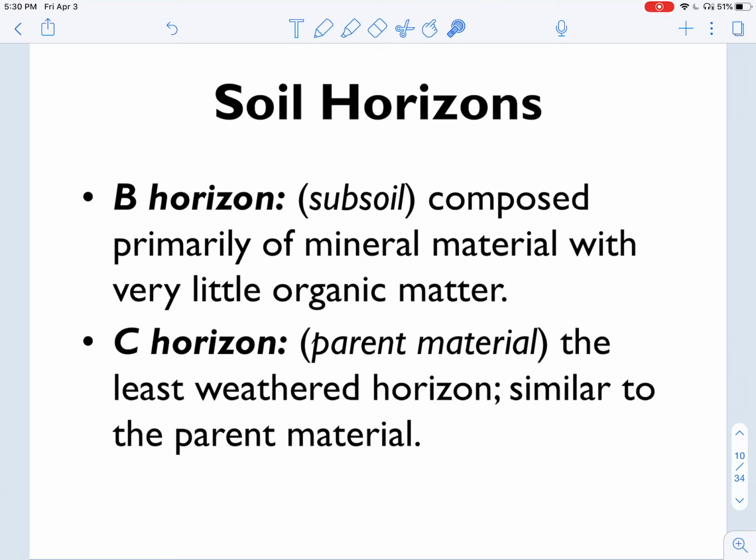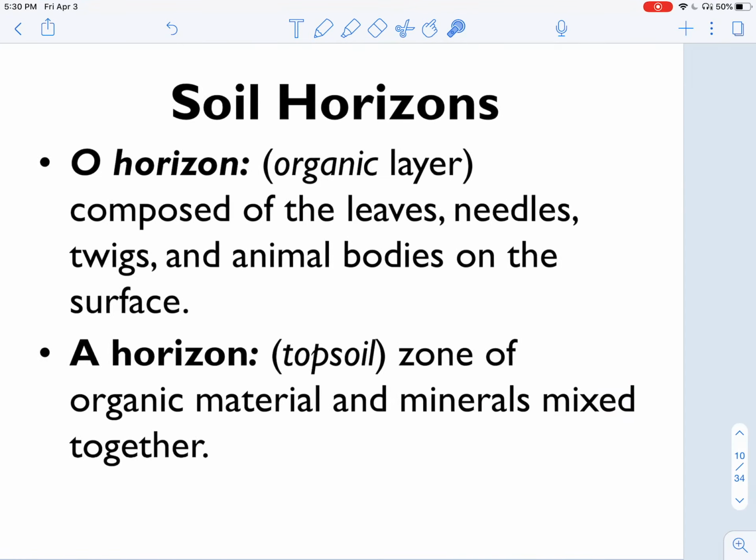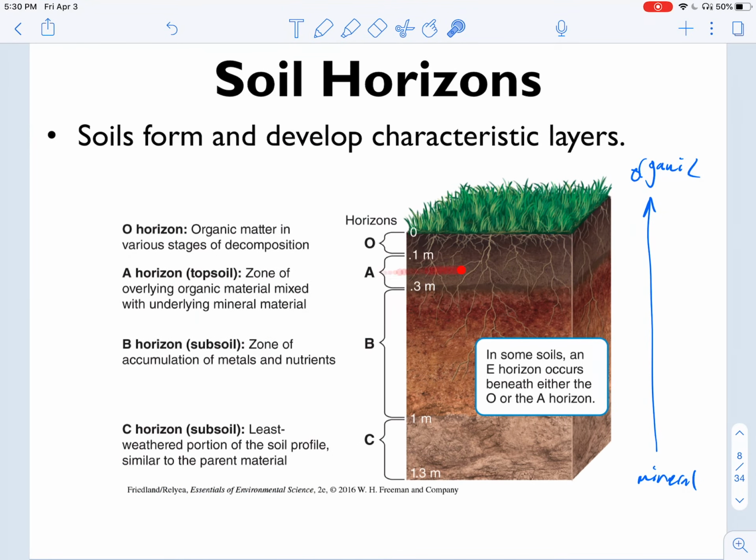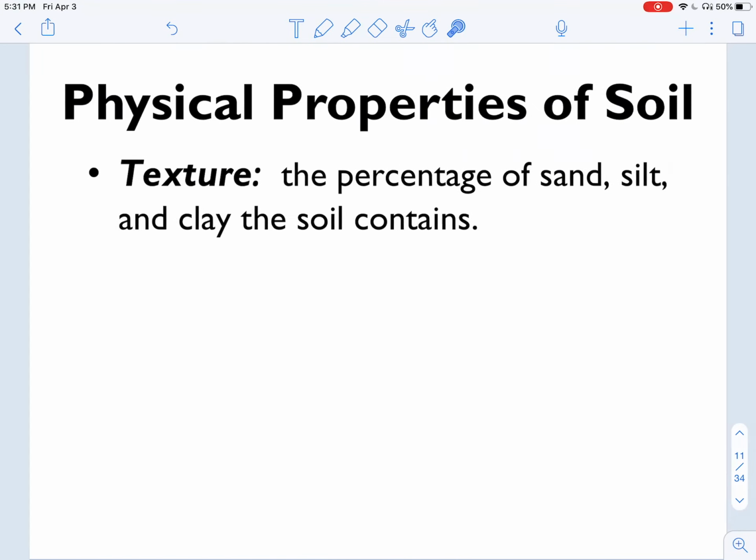So horizon B is where we start our subsoil layer. It's mostly mineral with a little bit of organic material. And then horizon C is that really parent material layer, not weathered, very similar to the parent material. So that's how we classify the different layers of these soils. Now, we haven't talked about composition. So there's a lot of different types of soils. The types of soils may follow similar layering, but the composition can be very different.